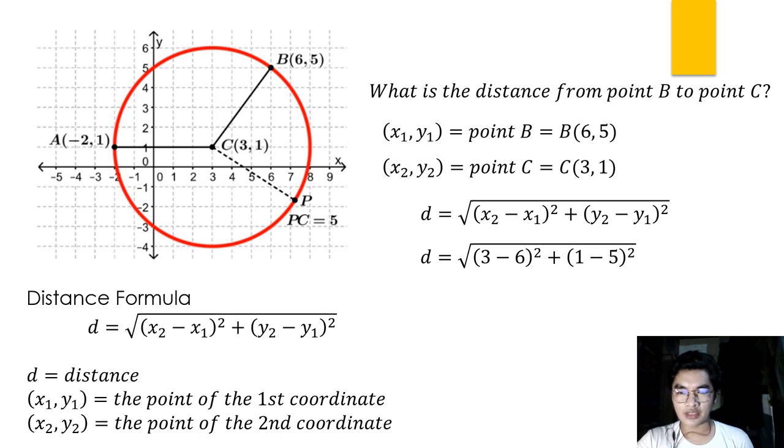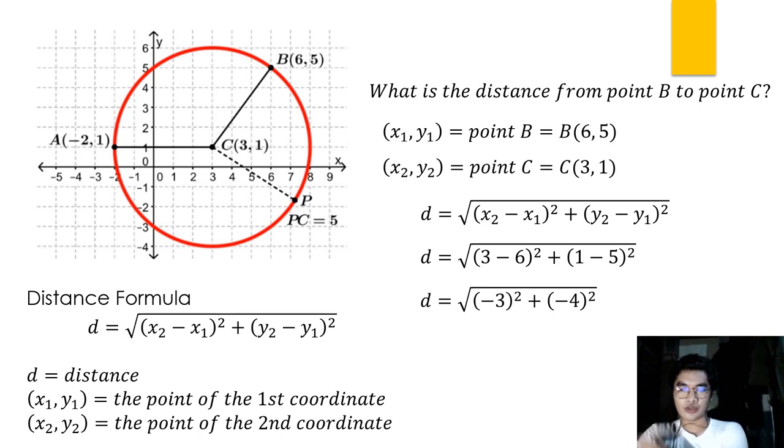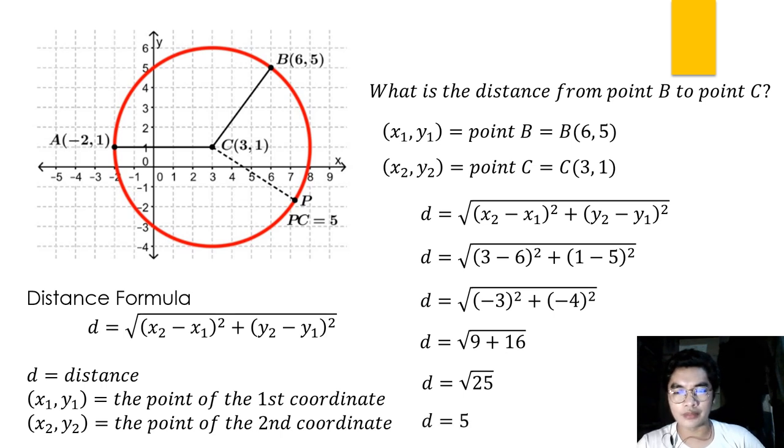So let us simplify. 3 minus 6 is negative 3 and 1 minus 5 is negative 4. So d equals the square root of the square of negative 3 plus the square of negative 4. Let us square negative 3 and square negative 4. So we have the square root of 9 plus 16. Adding 16 and 9, we have the square root of 25. The square root of 25 is equal to 5. Therefore, the distance from B to C is equal to 5.